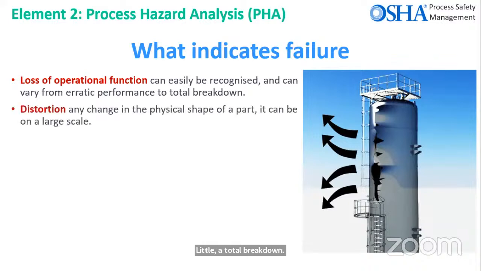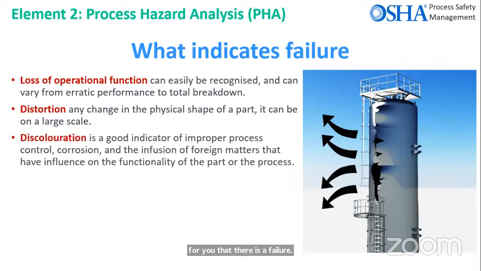The distortion. Any change in the physical shape of a part. The distortion can be just a small change in the physical shape of a device, of the vessel, of a housing, of a pump. It's a small distortion. Any change in the physical shape will be an indicator for you that there is a failure here. You have to analyze it.